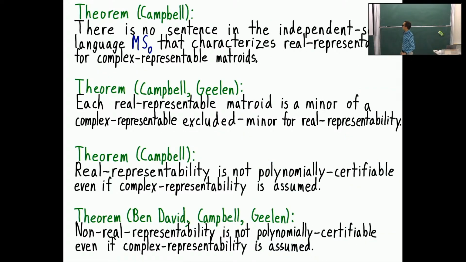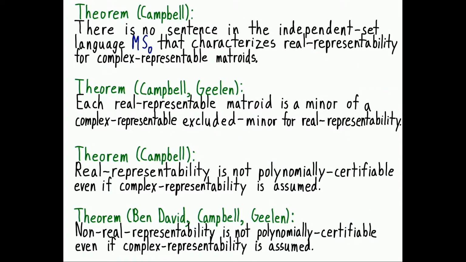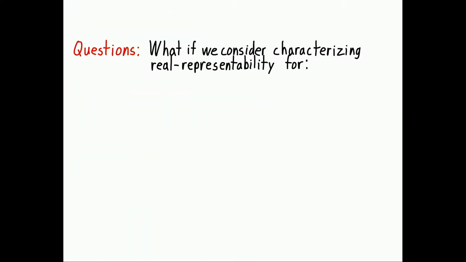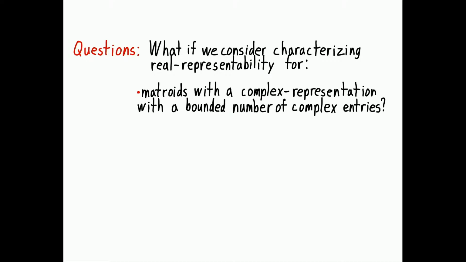Okay, so these are what we now have. Everything that went bad for matroids in general still goes bad for complex representable matroids. And we can maybe ask other questions, like what if we now consider characterizing real representability for matroids where we know that there's a complex representation that only has a bounded number of complex entries, because all the constructions we had needed a whole bunch of complex values.